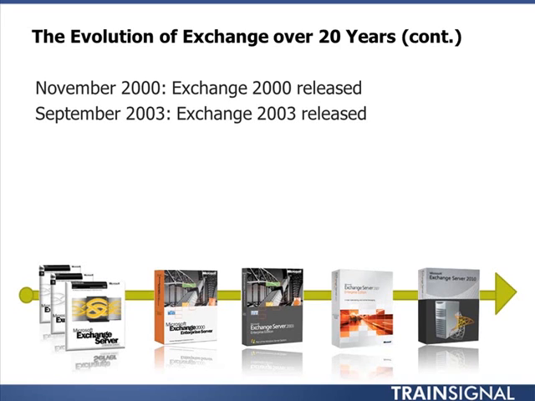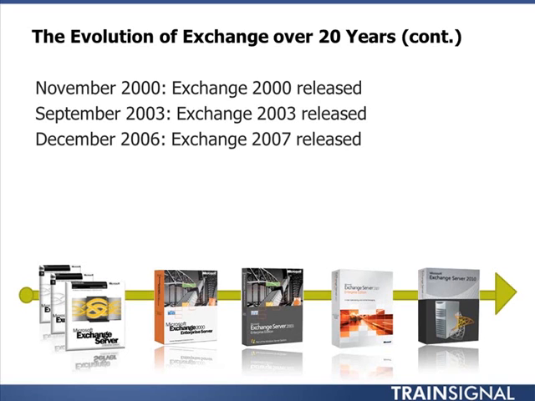But this would change with the next release of Exchange. In December 2006, Exchange 2007 was released, and with it came a new server architecture that allowed us to set up 5 different server roles. There were 4 internal server roles: the client access server, the hub transport server, unified messaging, and logically the mailbox server. There was also a perimeter or DMZ-based role called the edge transport server, which was designed to help us protect our Exchange environment a little bit better.